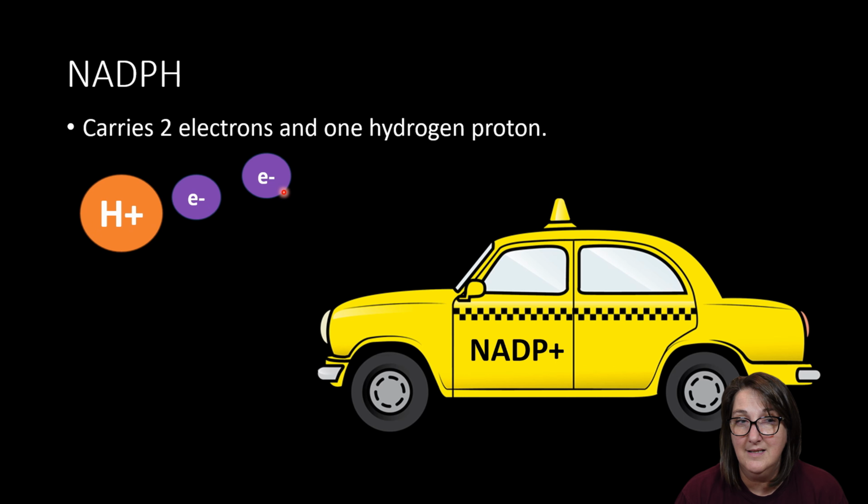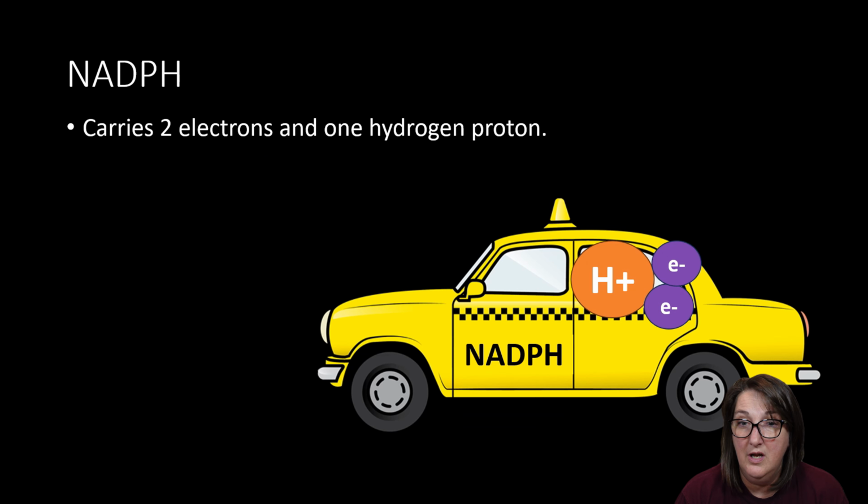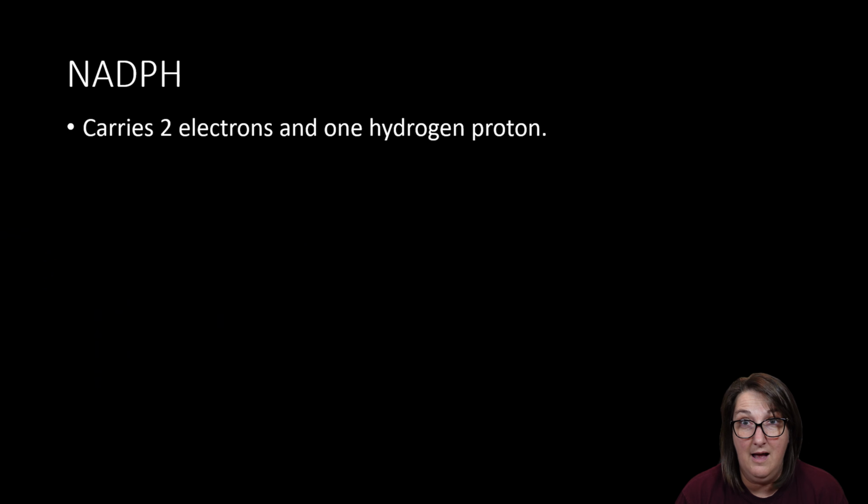Once this comes together and attaches to this NADP+, now I have NADPH. Now this is showing the hydrogens attached, and I have my electrons attached to it also. This is now going to leave that light dependent cycle, and it's going to head off towards the Calvin cycle.